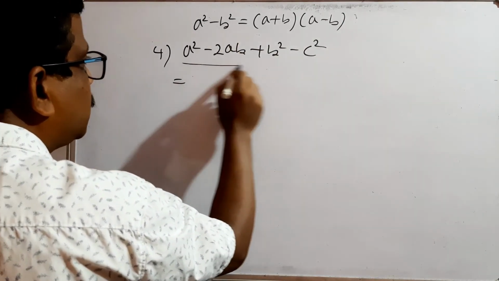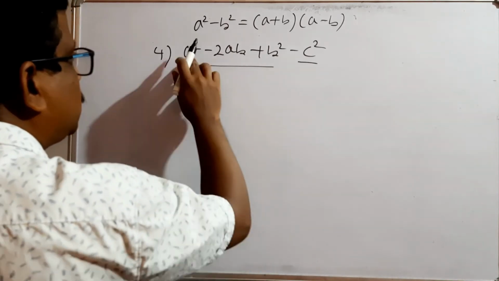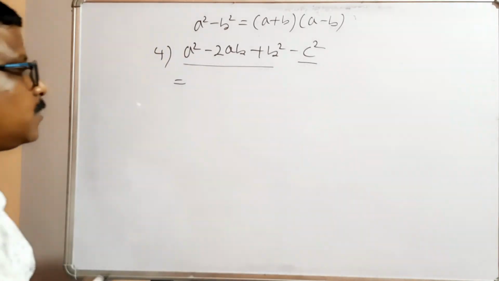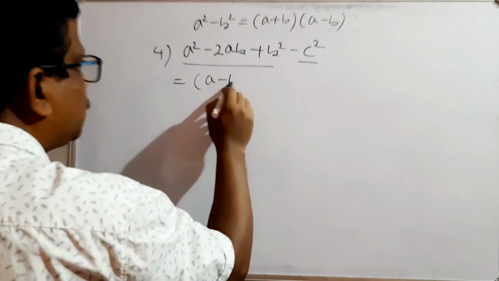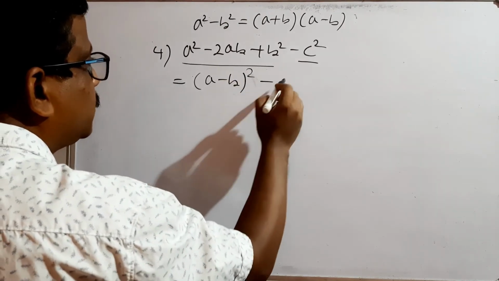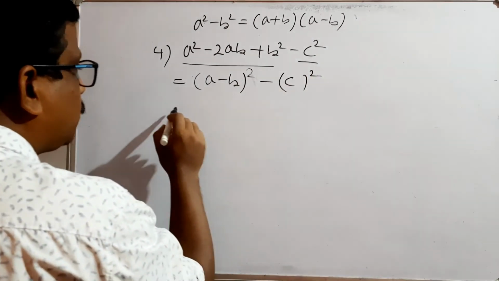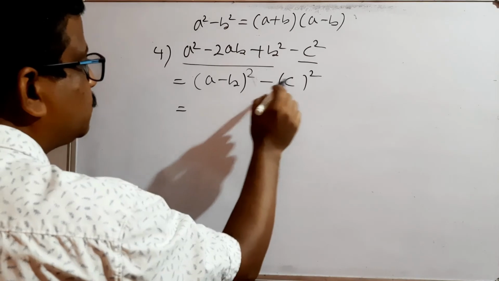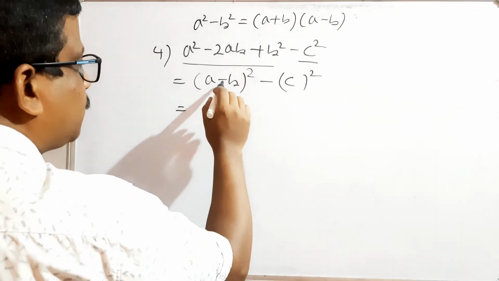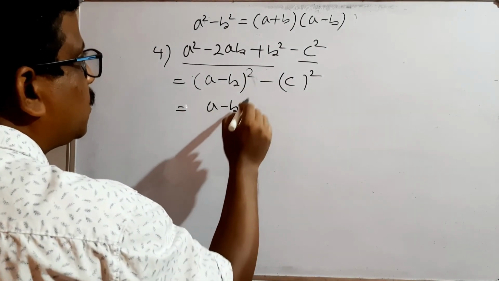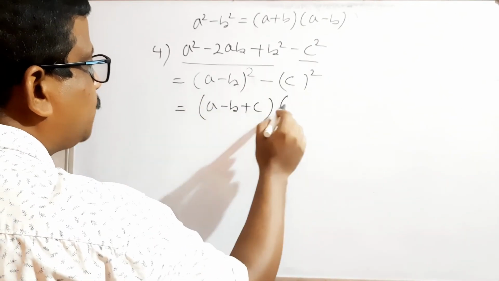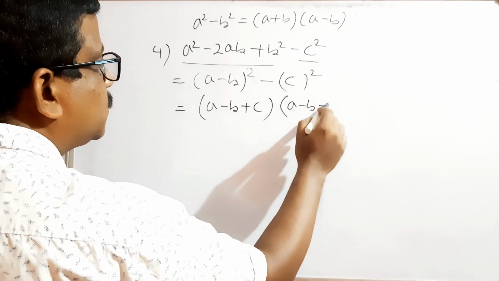So here you see, this is one group of 3 terms and this is 1 term. This is a square minus 2ab plus b square. Which formula? In the identity chapter you have done, this is the formula of a minus b whole square. Now minus c square. Now this will come in the form of a square minus b square or not? The formula is a plus b into a minus b. So in place of a you write a minus b, plus c, and a minus b minus c.